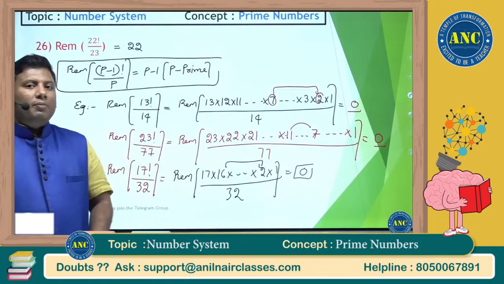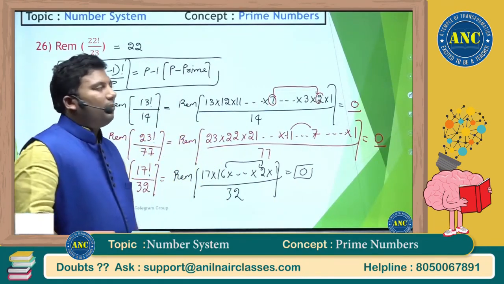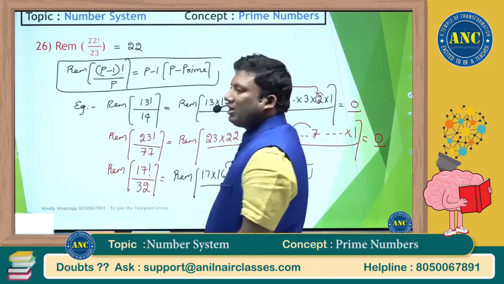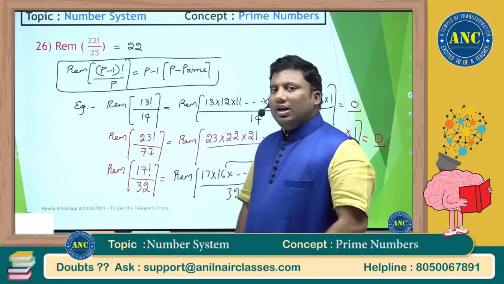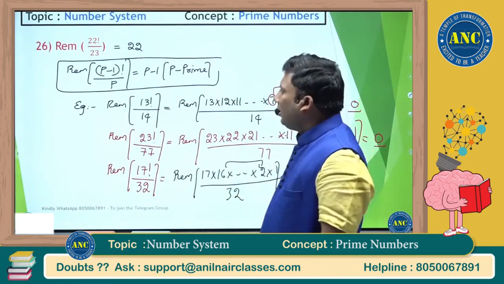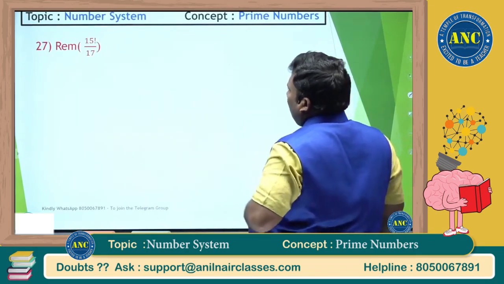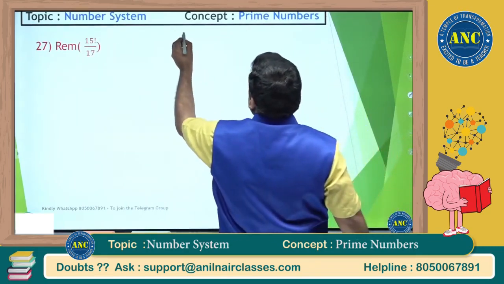Remainder 1: (P minus 1) factorial divided by P is P minus 1 only when the denominator is a prime number. Only when the denominator is a prime number, you have to use this logic. Now, good question, sir. Listen carefully.